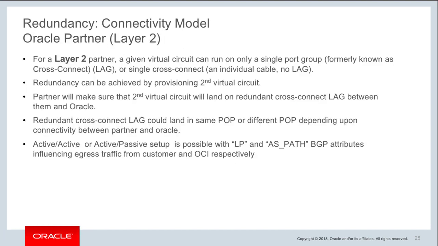So let's discuss the redundancy options for a layer 2 partner. In the case of a layer 2 partner, a given virtual circuit can only run on a single port group known as the cross-connect group. When you're creating virtual circuits, you can create a virtual circuit with each individual router to give you redundancy from a router perspective. If you have more than one virtual circuit, you can also do either an active-active or active-passive setup using BGP attributes like AS path or local preference.